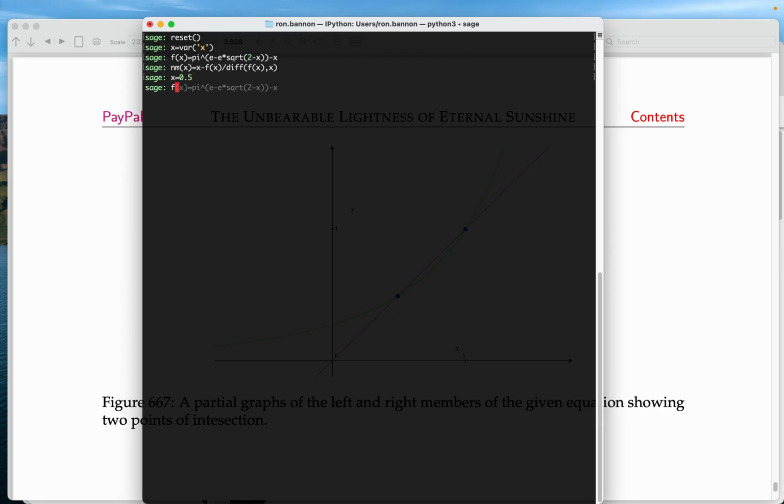Now, if you did f of 0.5, it should be 0 if it's true. Now, look at a crazy looking number, right? Let me approximate that. And the way I'm going to do that is with .n. Whoops, sorry about that. And that's not 0. It's close to 0, but it's not 0.